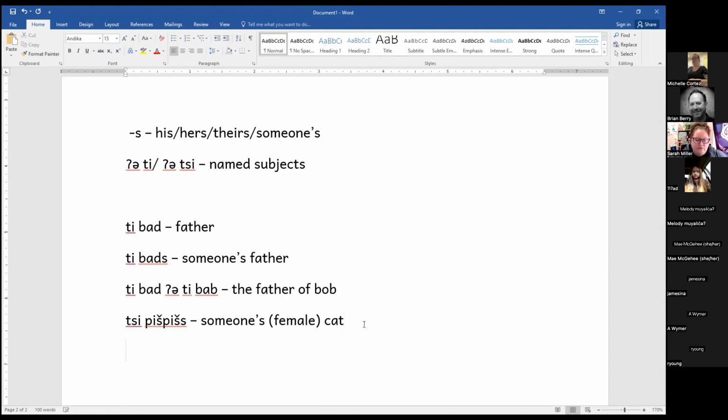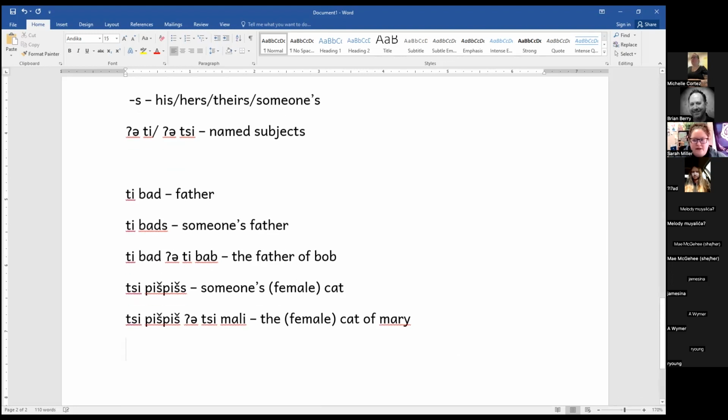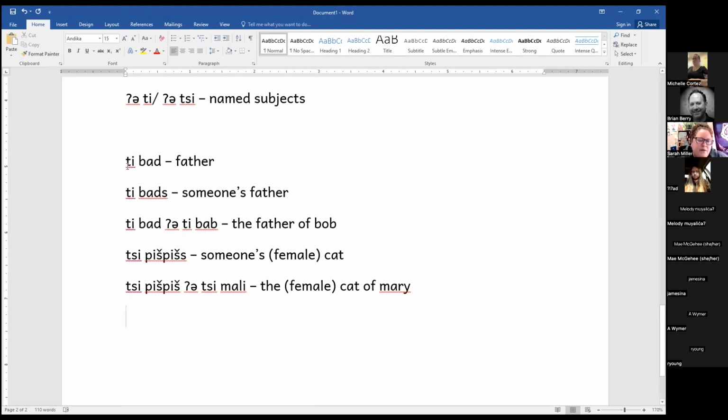And peesh peesh, let's see, Molly. The female cat of Mary. That's how we would spell Mary in Lushootseed, because Lushootseed doesn't have any r's, so we replace the r's with l's. Which is why instead of Sarah, I'm Sala. So tbod, tbods, tbod tbob, si peesh peesh, si peesh peesh si Molly.